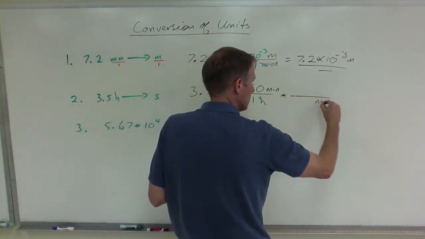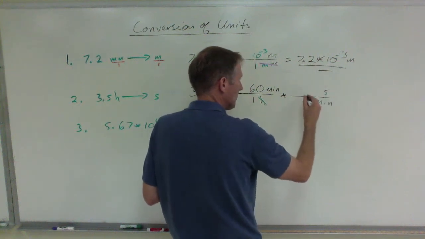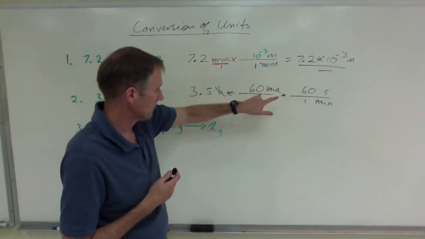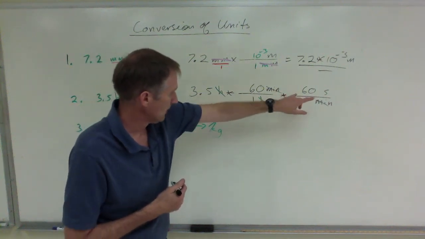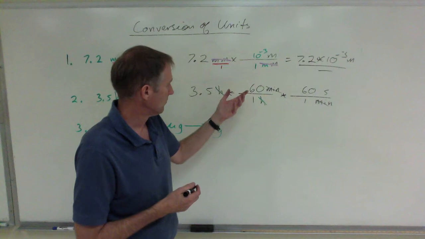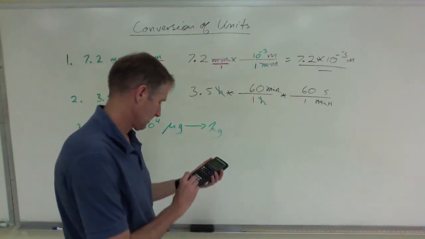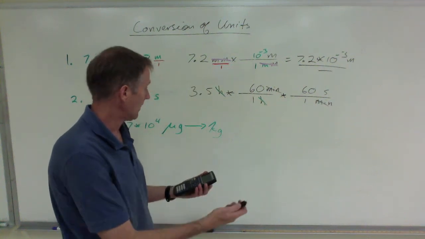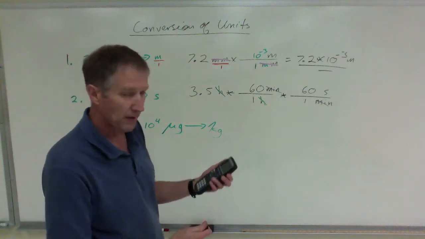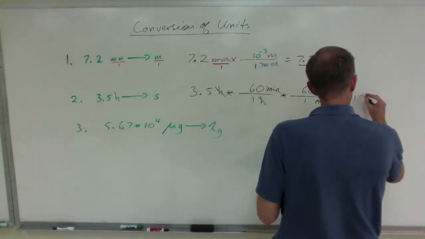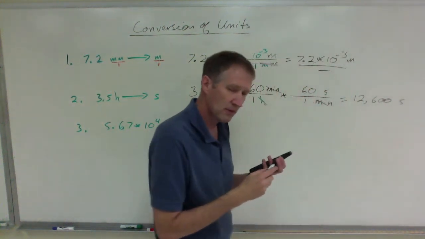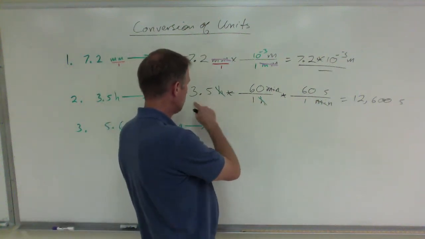All right, now I'm in minutes. I don't want to be in minutes. I want to be in seconds. Now, 1 minute is 60 seconds. And you all know that. Your minutes cancel. Now, the only uncanceled unit is seconds. 60 times 60 is 3,600. That's how we could have gone right from 1 hour to 3,600 seconds. So 3.5 times 60 times 60 is 12,600 seconds.